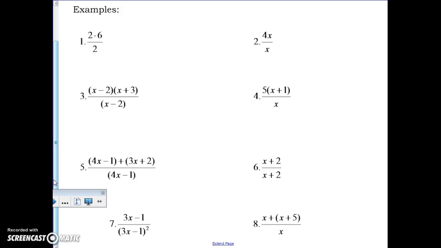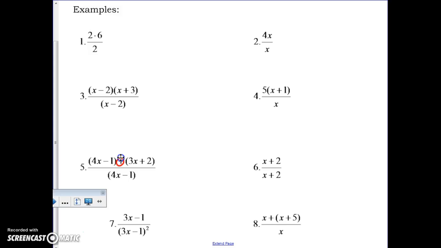I'm looking at number 5, okay? You guys might be tempted to cross out those 4x minus 1s, but why can't you cancel out those 4x minus 1s? Because they're separated by that plus sign up top. You see this 4x minus 1 and that 3x plus 2, the parentheses are separated by a plus sign. So you are not allowed to cancel out the 4x minus 1s, all right? So be careful with stuff like that, all right?